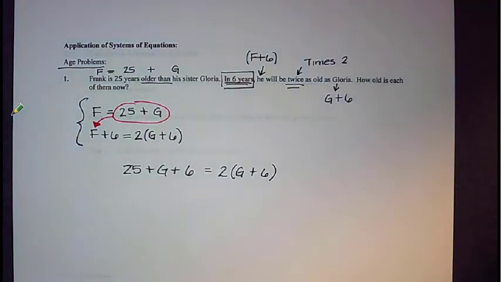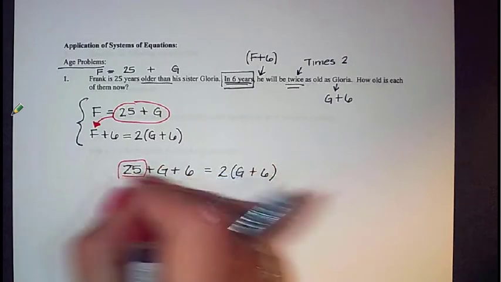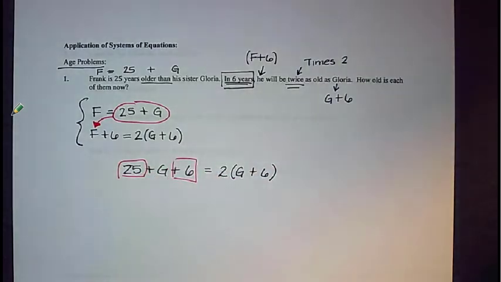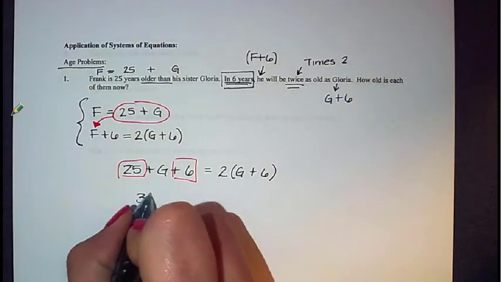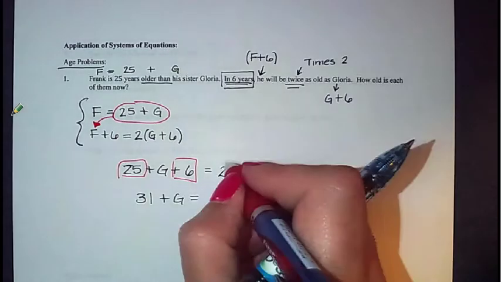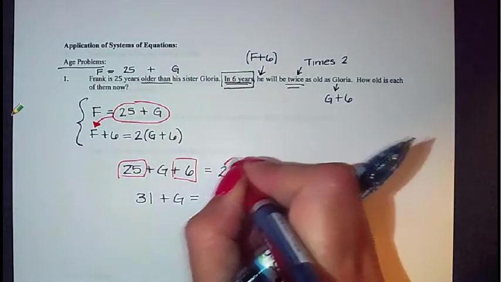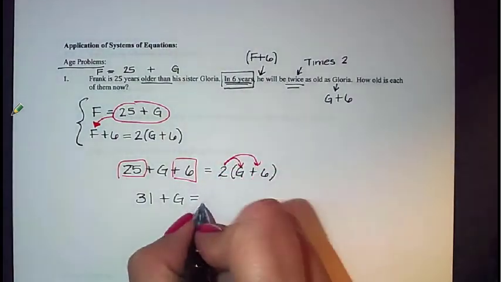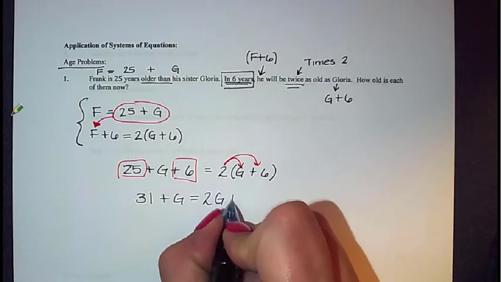One of the things I want to do first is definitely add this 25 and 6 together. They're both on the left-hand side, so we can do that. And that's going to give us 31 plus G. And the other thing is on the right-hand side, we want to distribute that 2. That's going to give us 2G plus 12.